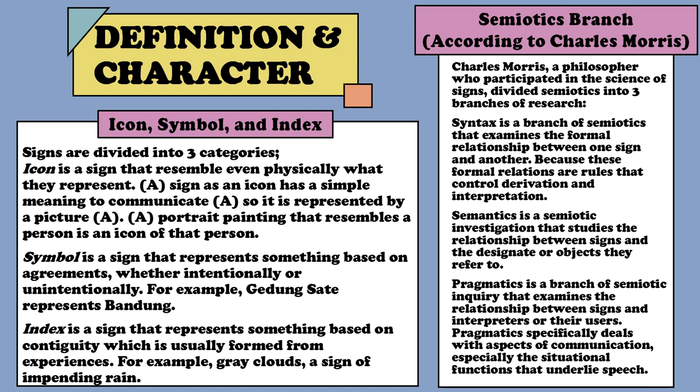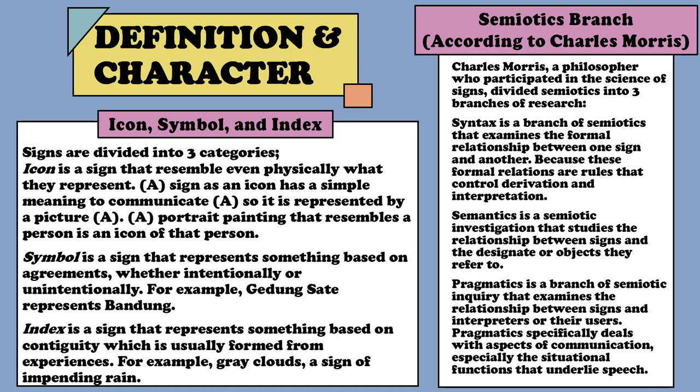Okay, next, semiotics branches. According to Charles Morris, a philosopher who participated in the science of science, semiotics is divided into three branches of research. Number one, syntax. Syntax is a branch of semiotics that examines the formal relationship between one sign and another, because these formal relations are rules that control derivation and interpretation.